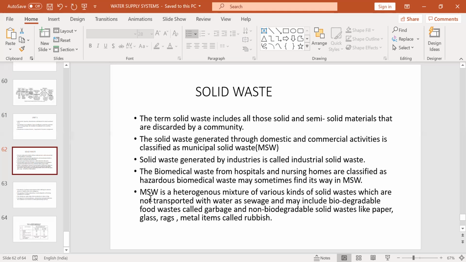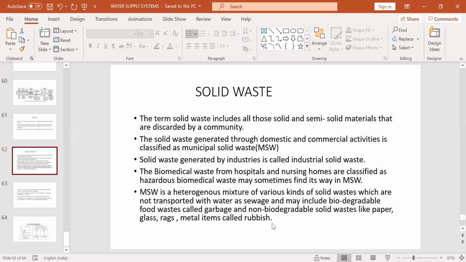MSW, municipal solid waste, is a heterogeneous mixture. Heterogeneous means a variety of different things. It's not homogeneous. Homogeneous means same. Heterogeneous means a different mixture of various kinds of solid waste which are not transported with water as sewage, and may include biodegradable food wastes called garbage and non-biodegradable solid waste like paper, glass, rags, metal items called rubbish.